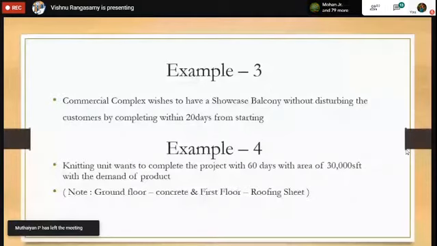So without disturbing the customers, we need to complete that within 20 days. It is in 5 floors. Each floor is around 120 square feet, that is 12 by 10.